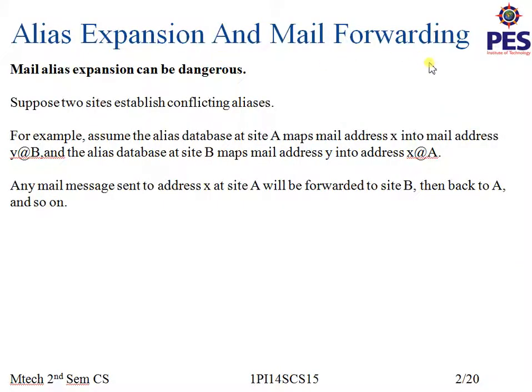Alias expansion and mail forwarding. Mail alias expansion can be dangerous. Suppose two sites establish conflicting aliases. For example, assume that the alias database at site A maps mail address X into a mail address Y at B, and the alias database at site B maps mail address Y into address X at A. Any mail message sent to address X at site A will be forwarded to site B, then back to A.